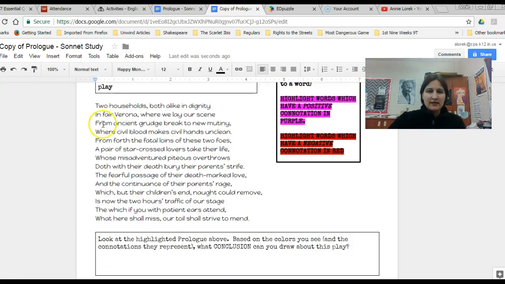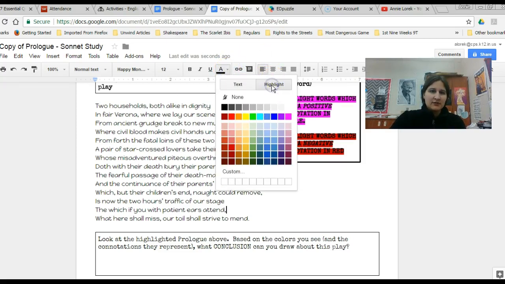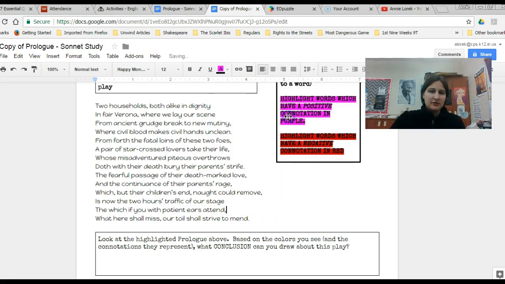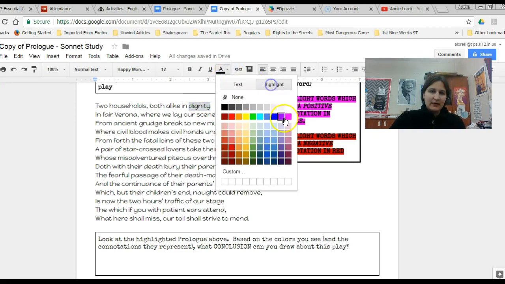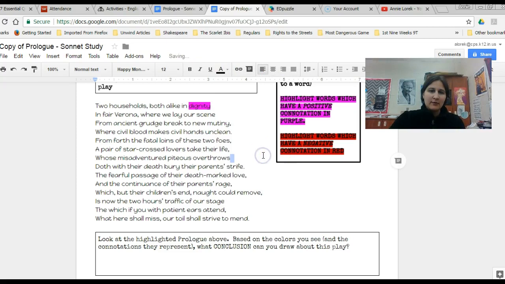As you read, right here is the prologue. You're going to go through and in purple, you're going to highlight several words that you think have a positive connotation. They make you feel good. The way that you highlight, in case you don't know, as you come on up here, choose the highlighting feature, choose your color. I'll just show you. Let's say we're looking for positive connotation. Well, dignity is pretty positive. So if I come here, highlight purple, it's going to leave that purple for you.